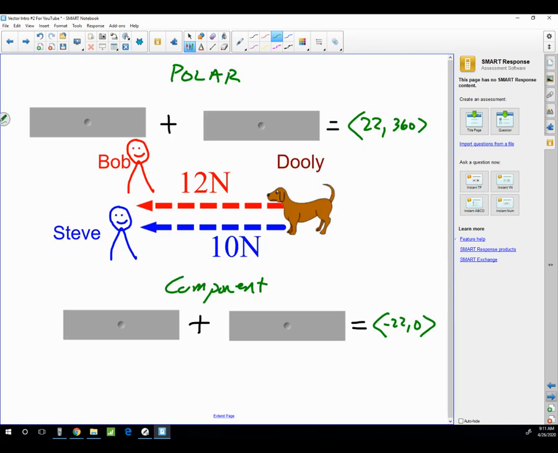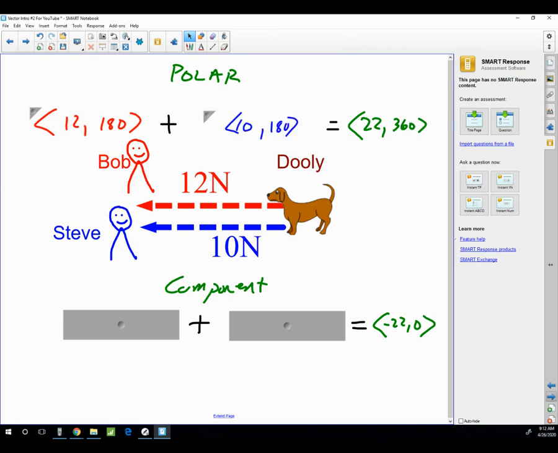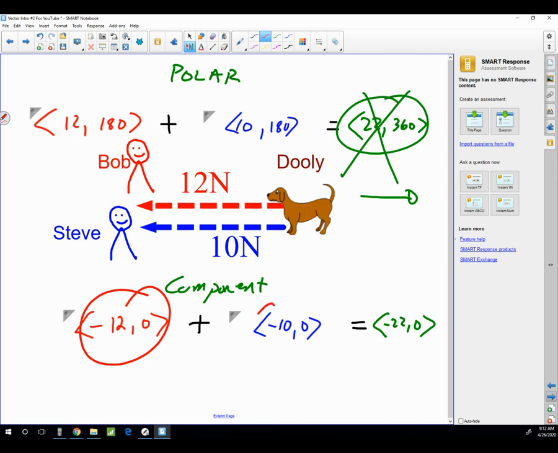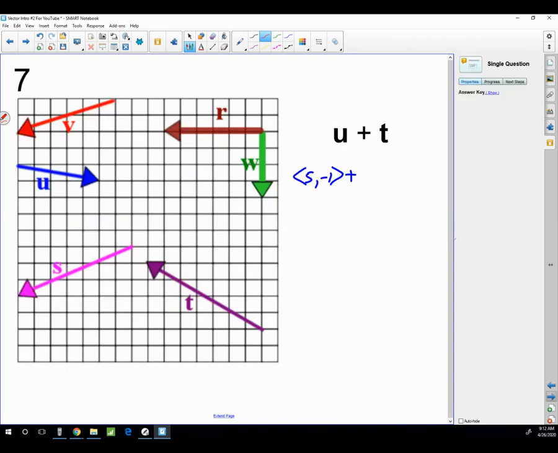Here's another example. Let's say they're pulling in the same direction. Bob would be 12, 180. Steve would be 10, 180. And the resultant would be 12, 360, 22, 360. Well, that's going this way. That makes no sense. If we looked at it in component forms, Bob is negative 12, 0. Steve is this. The resultant is that. And that makes sense. Vectors can only be added in component form.